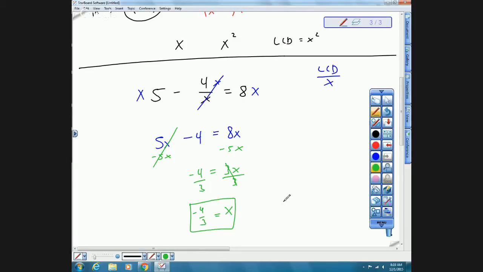So again, once you multiply by the LCD, it makes everything go away. It makes it work out very nicely. Just makes a linear equation that y'all can do.